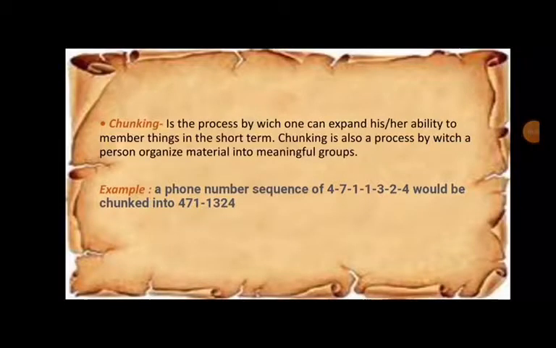Chunking is the process by which one can explain his or her ability to remember things in the short term. Chunking is also a process by which a person organizes material into meaningful groups. For example, a phone number sequence of 4, 7, 1, 1, 3, 2, 4 will be chunked into 471324.